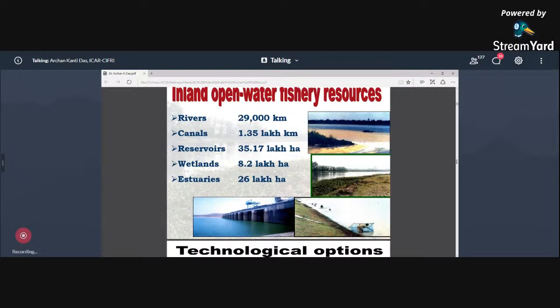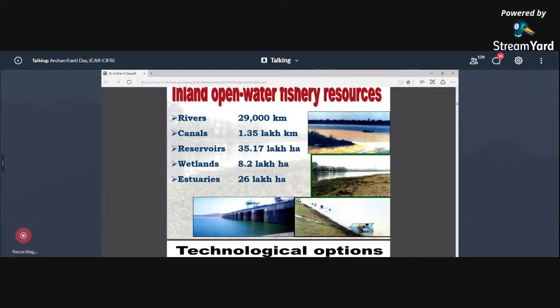For canal fisheries, our institute has already developed the technology. If we develop these canals, at least 30% additional income can be generated, so as to prevent the Sundarban people from venturing into those core areas where tigers reside. And another very vibrant sector is reservoirs, 35 lakh hectare. Now it is increasing day by day. A number of river valley projects are coming. More than 35 lakh hectare of reservoirs are there, mostly fallow.